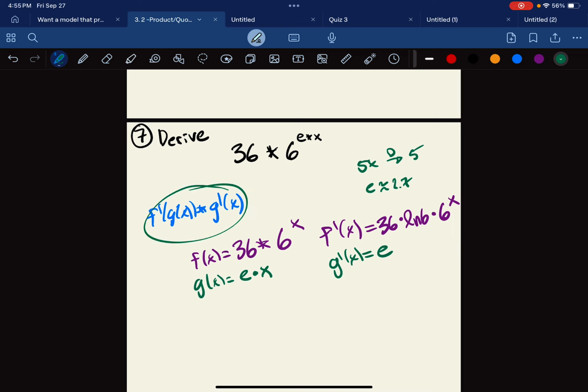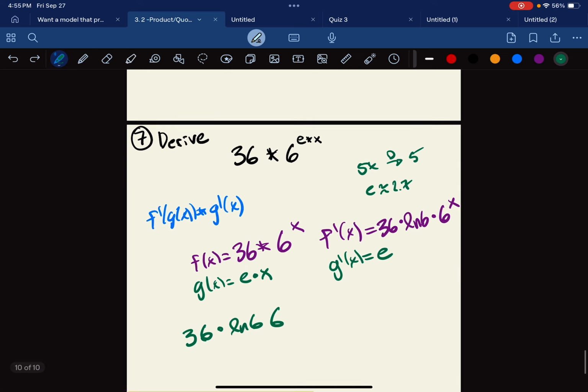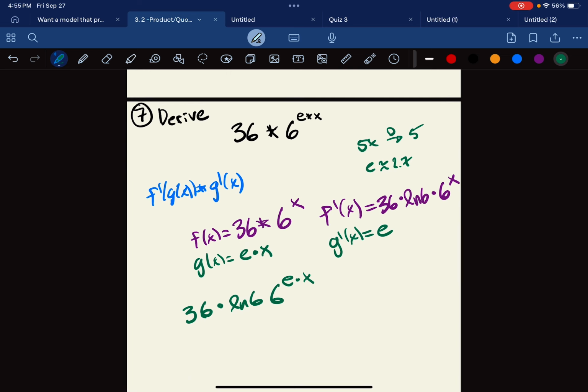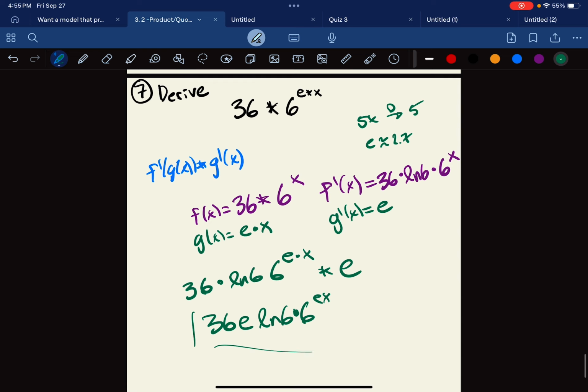And now we just need to plug it into our chain rule formula. So f prime of g of x just means we write down our f prime of x, but instead of writing x, we write g of x. Our g of x is e times x. So instead of x, we will write e times x. And then now we need to multiply everything by g prime of x. So that's just e. So if we wanted to simplify this, we could say 36 e ln 6 to the ex, or something like that. So that's what we would get there.